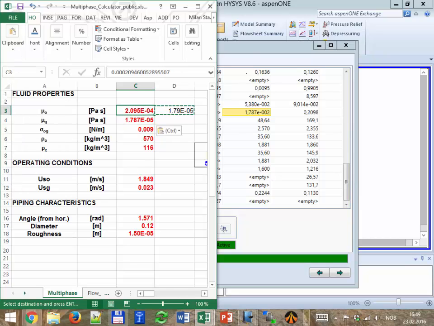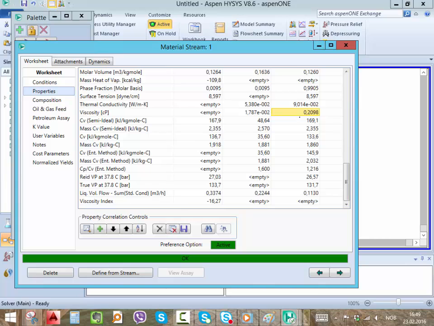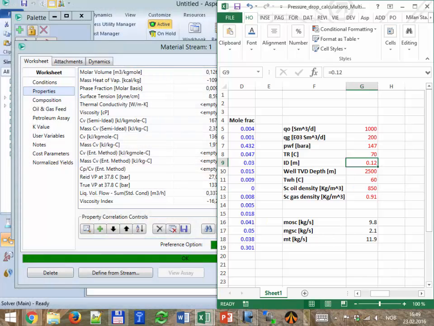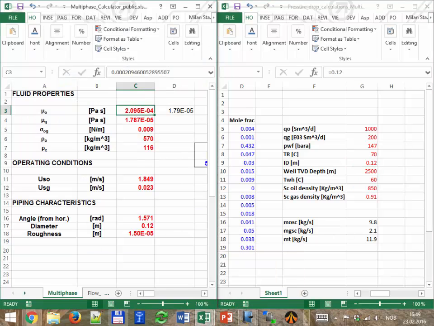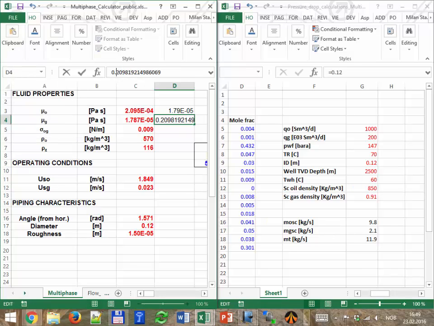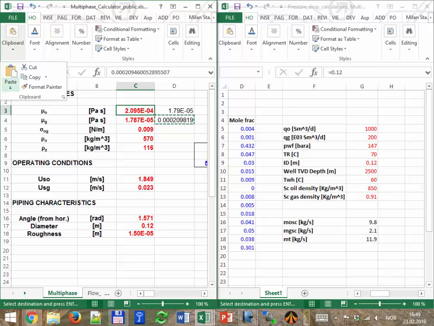Then the viscosity of the oil is this 0.298. Okay, and again, this is centipoise, so to take it to Pascal seconds, we have to divide by 1,000. Okay, and I copy and paste this value here. And there is one more thing missing. What is it? Surface tension.